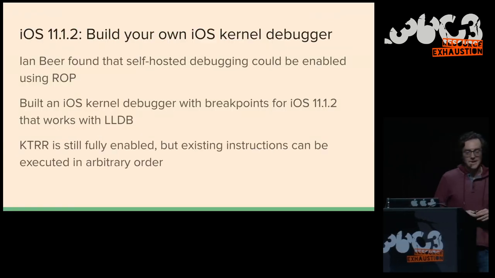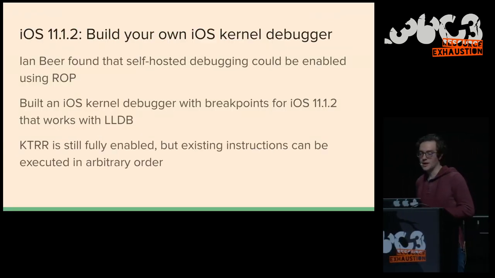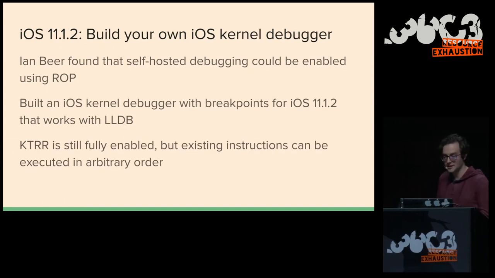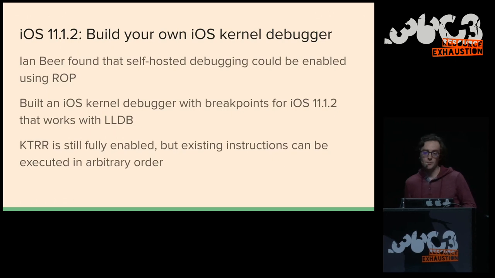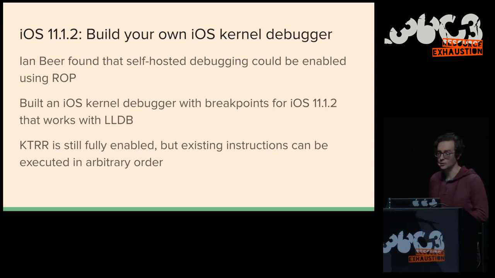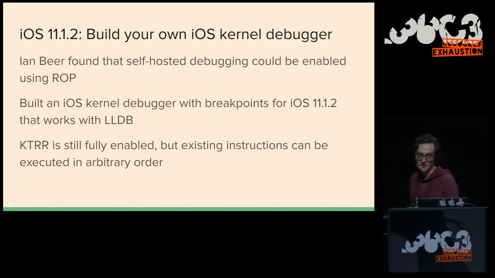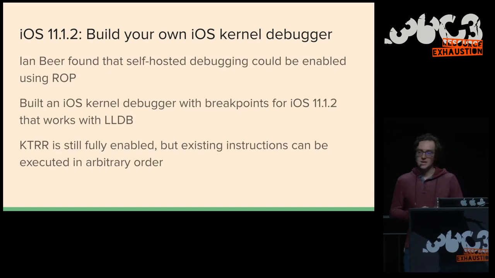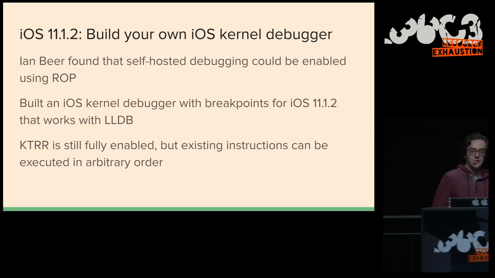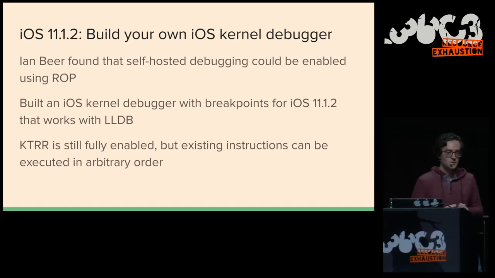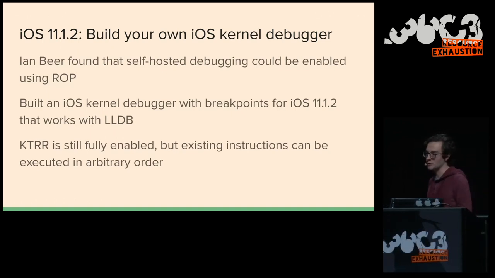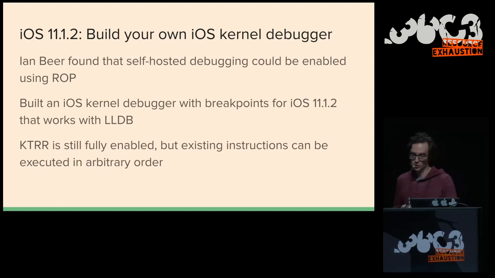The second KTRR bypass that was released was more of a bypass in spirit than in practice, but it's definitely a very important tool and a huge inspiration for my research. So back in iOS 11.1.2, Ian Beer found that the debugging functionality in the ARM specification was actually implemented in Apple's processors and could be used to implement a full-featured kernel debugger.